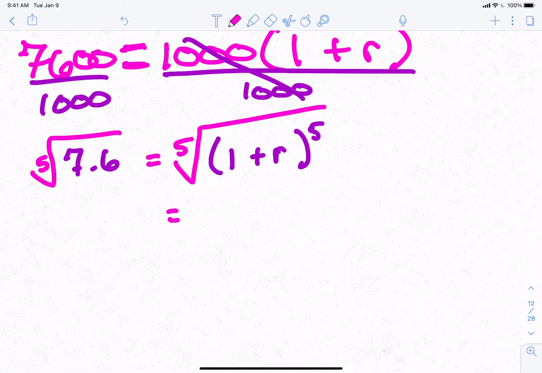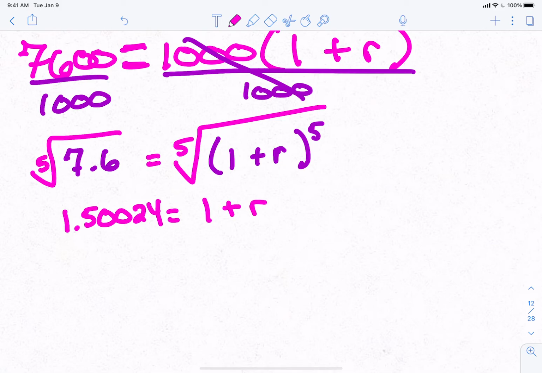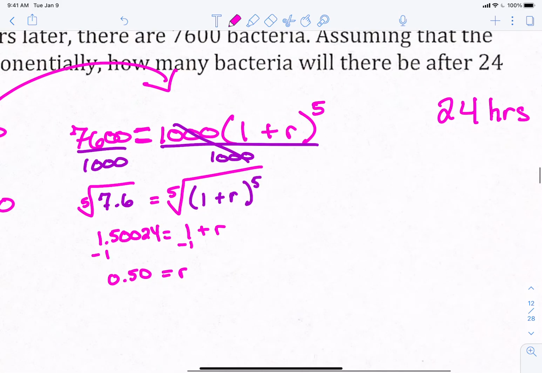Do you guys remember how to type that into your calculator? Fifth root? It's 1.50024-ish. 1.50024. Okay, equals 1 plus R. So what's my rate? What's my R? Subtract 1. 0.5. We'll just round it off as 0.50. So our interest rate is 50%. So it's like growing by half each year, right? If we started with 10, it's growing by half of that, so it'll be 15 the next year, right? Okay, so our R is 50.